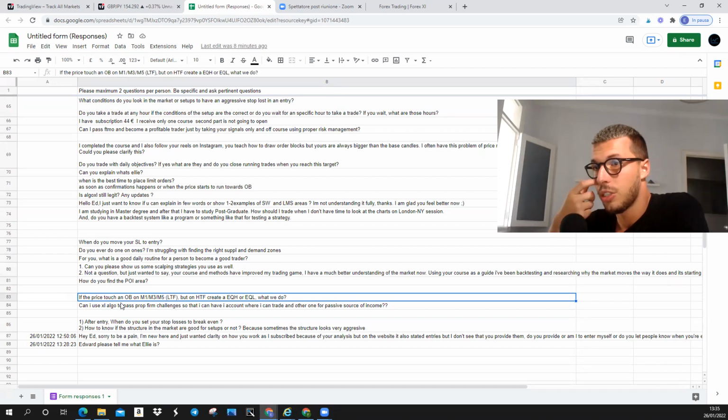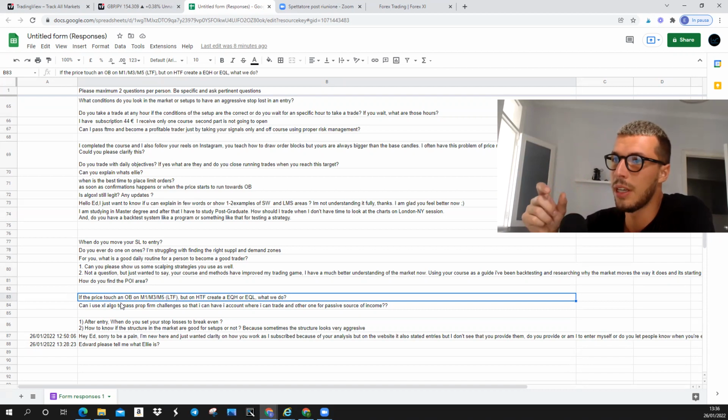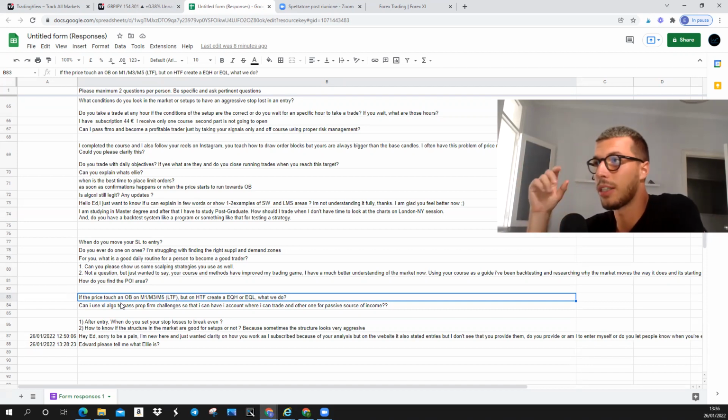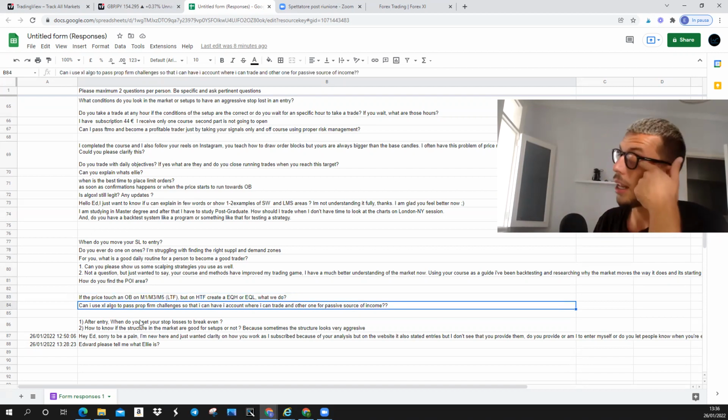If price touches an order block on the 1 minute, 3 minutes, or 5 minutes, but on higher time frames, it creates equal highs and equal lows, what do we do? I'm not understanding the question, as it should be the opposite. First, we look at higher time frames order blocks, and then we look at lower time frames confirmation, not the opposite, that we're looking at lower time frames and then we check what's happening on higher time frames. It's the opposite.